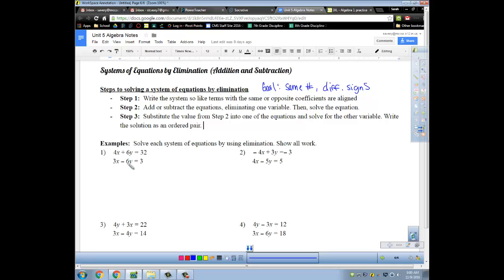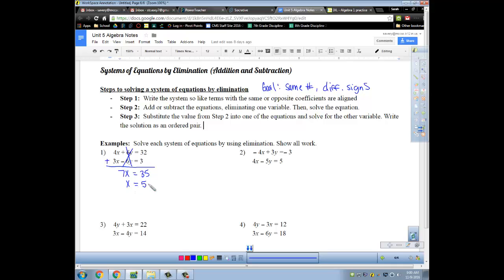So for number 1, I'm looking for the same number, different signs. So if I look at my y's, they both have a 6, and one's positive, one's negative, so different signs. So what we're going to do is add down. So 4x plus 3x is 7x. 6y minus 6y is 0, so they are eliminated. That's the goal. 32 plus 3 is 35. So we get x equals 5.